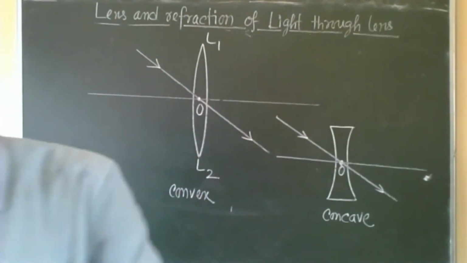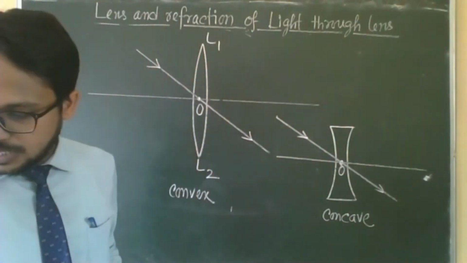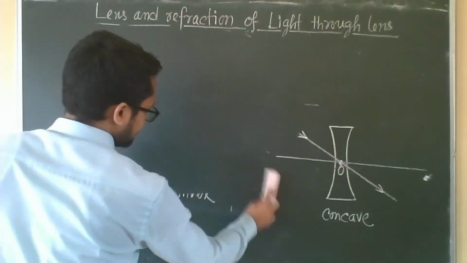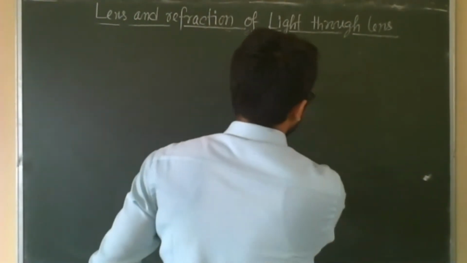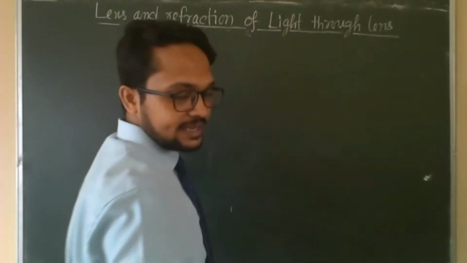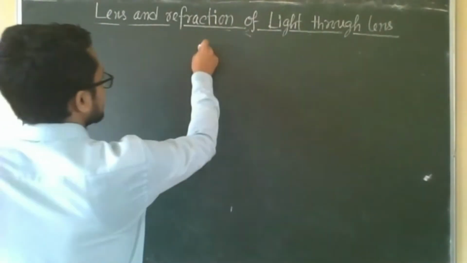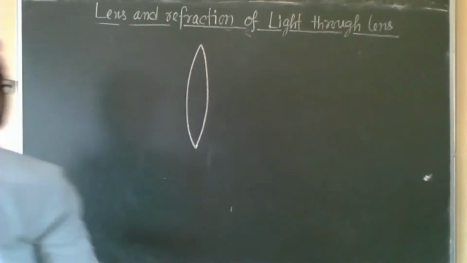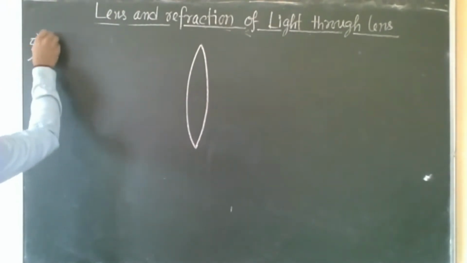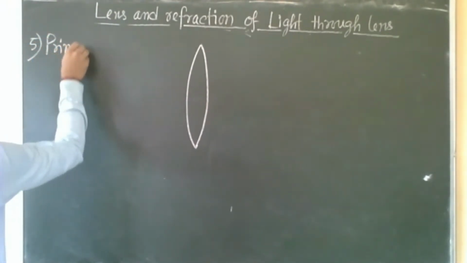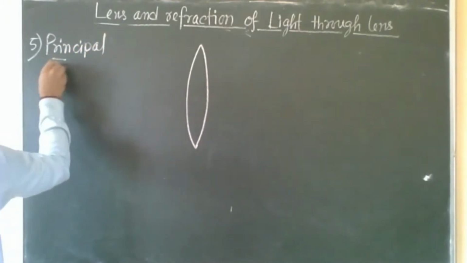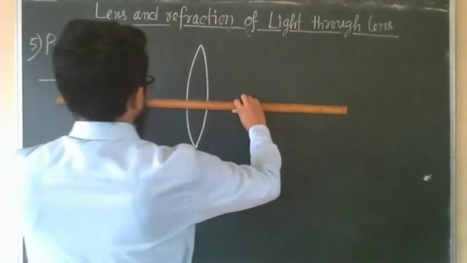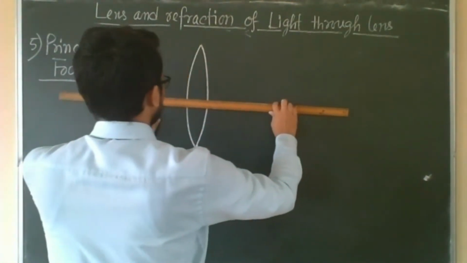Clear? Now come to point number 5, that is principal foci. This is also very important. As there are two surfaces, we are getting two radii of curvature, and for the two surfaces, we will get two principal foci. So, principal foci.